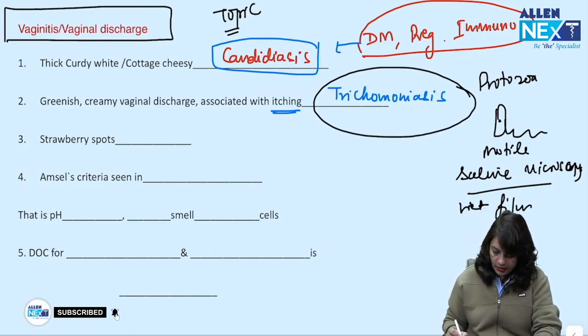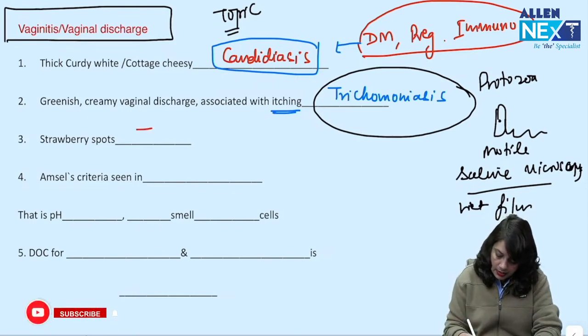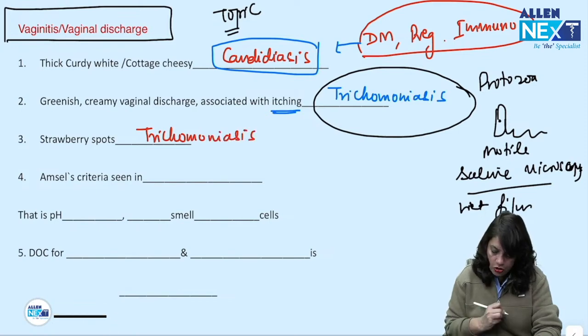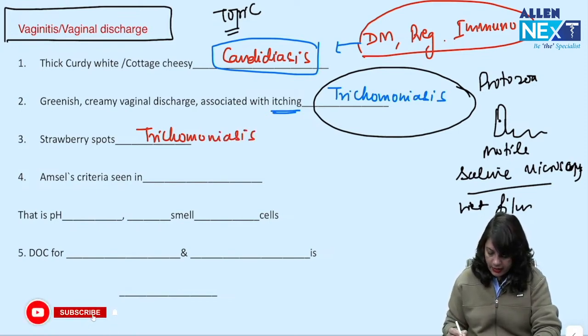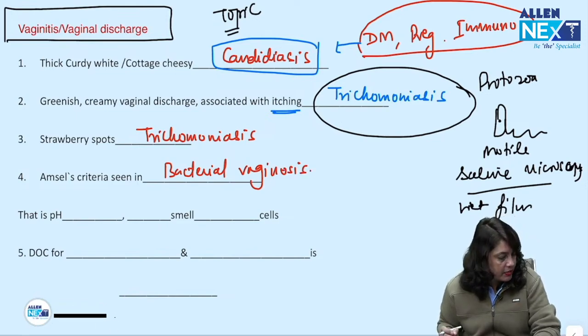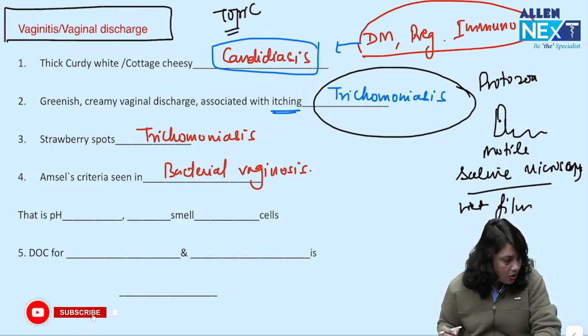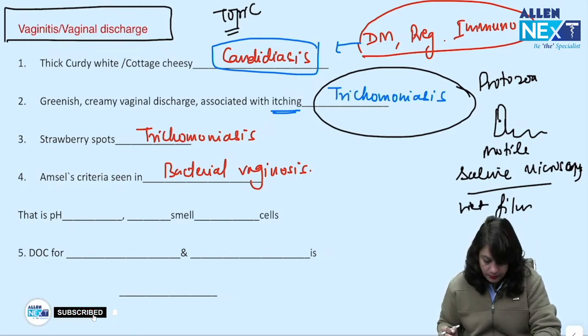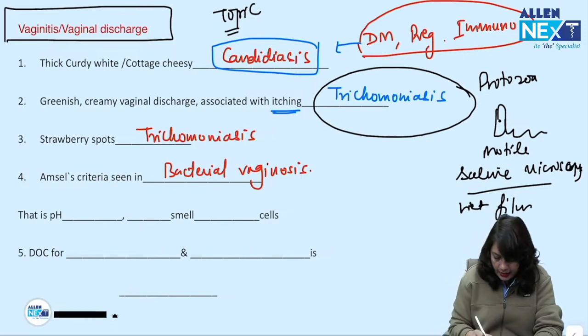Strawberry spots in the vagina is seen in, answer, trichomoniasis. Amsel's criteria is seen in, answer is bacterial vaginosis. Amsel's criteria is seen in bacterial vaginosis. Yes, I can read your answers. All of you are marking the correct answers. Dr. Randhir, you have marked bacterial vaginosis for which answer? I think Amsel's criteria, yes.